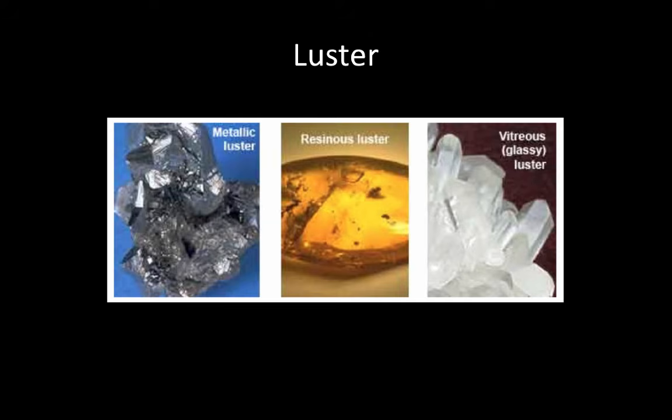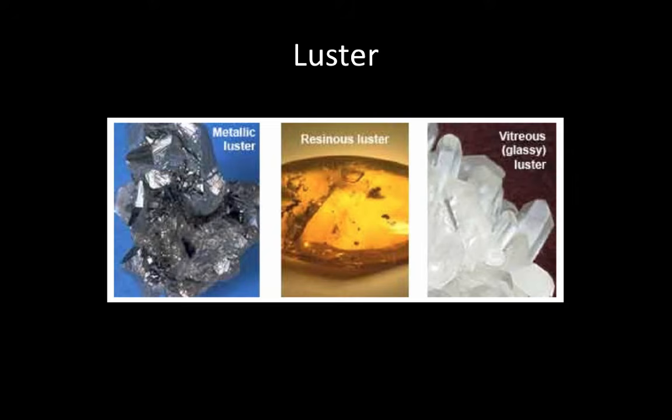The next thing we're going to talk about is the luster of a mineral, which is the way that a mineral reflects light. The main two lusters that we're going to talk about in this class are metallic and non-metallic luster. Metallic luster doesn't necessarily mean that it's shiny, but more shiny like a metal. So while this one on the right over here that says vitreous is shiny, it will reflect light, we don't say that it has metallic luster because it's not shiny like a metal.